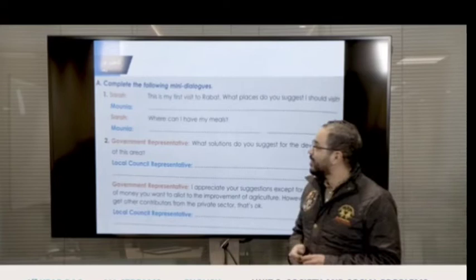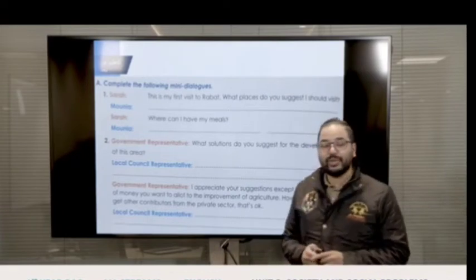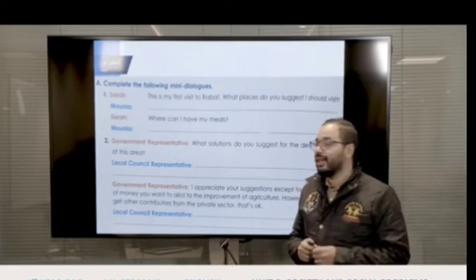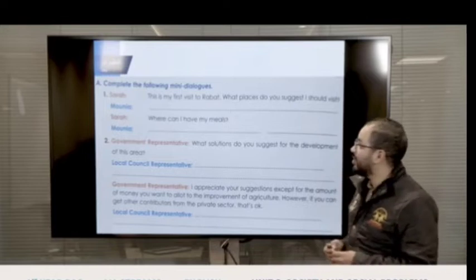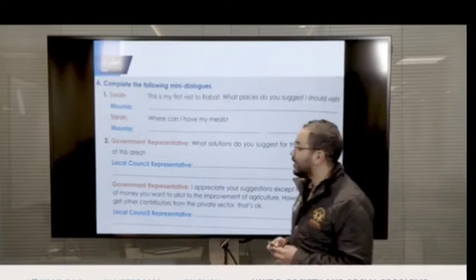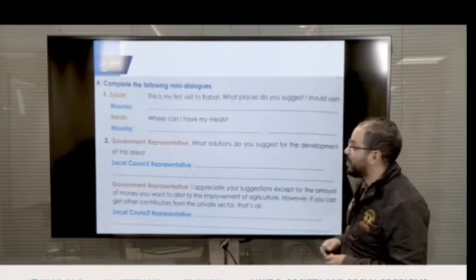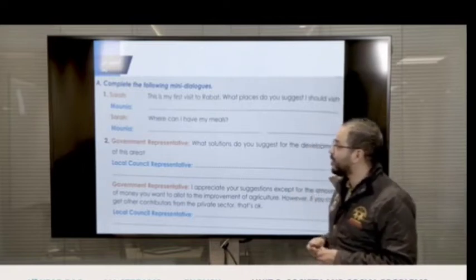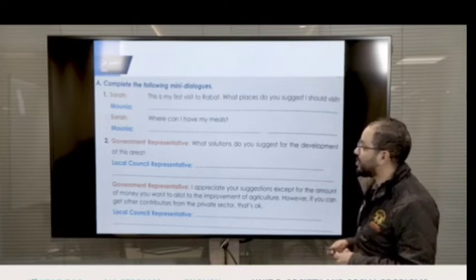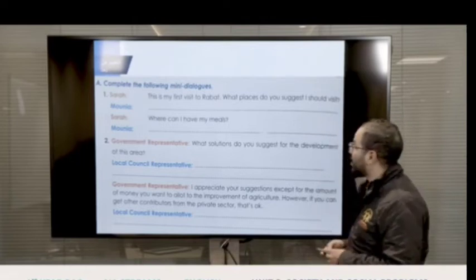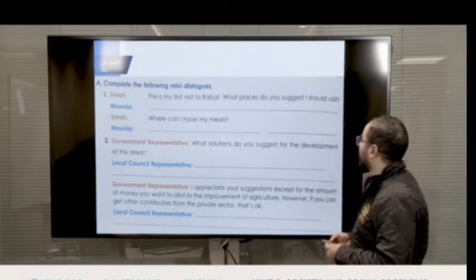The first lesson is communication or functions, expressing suggestions. So complete the following mini dialogues. So we have a dialogue. The first dialogue is between Sarah and Munia. Sarah, this is my first visit to Rabat. What places do you suggest I should visit?